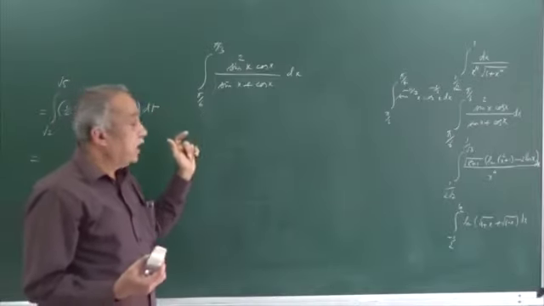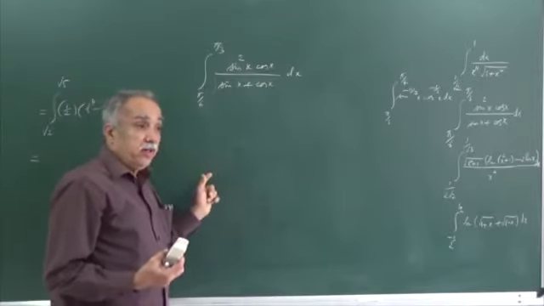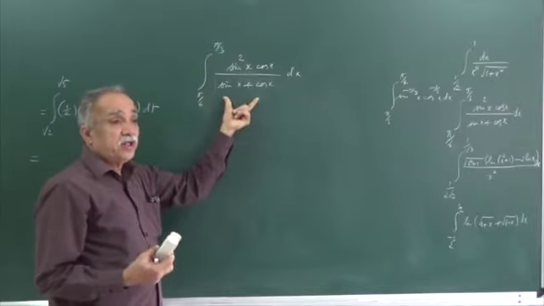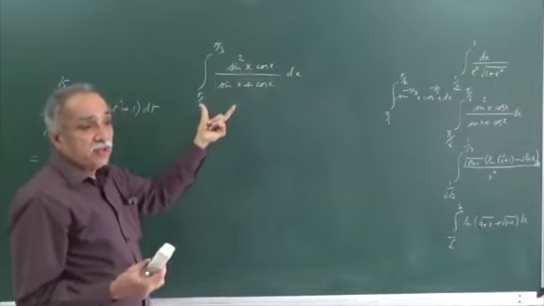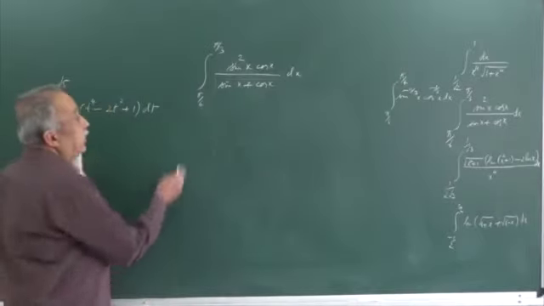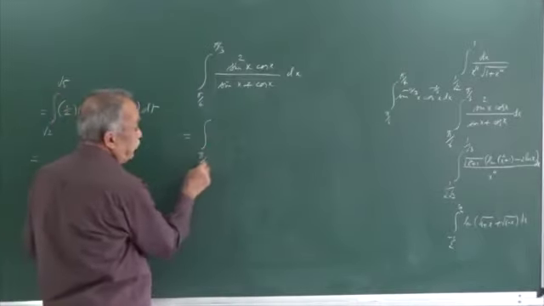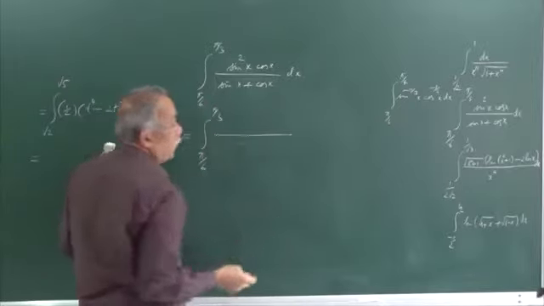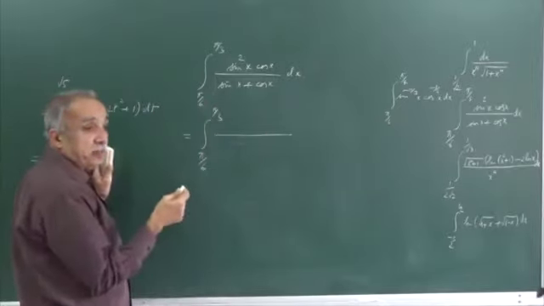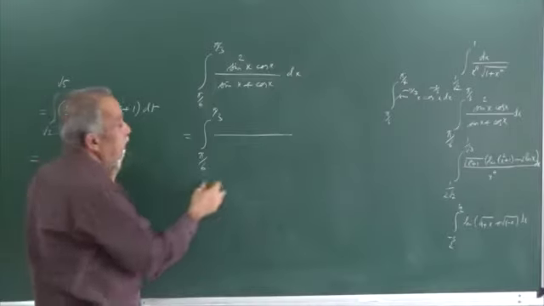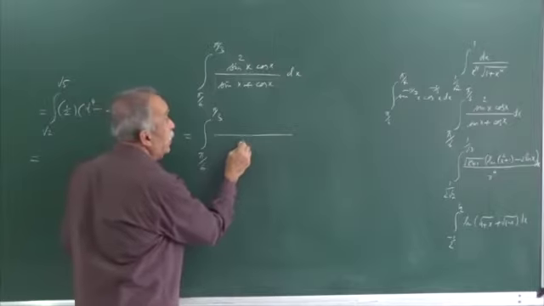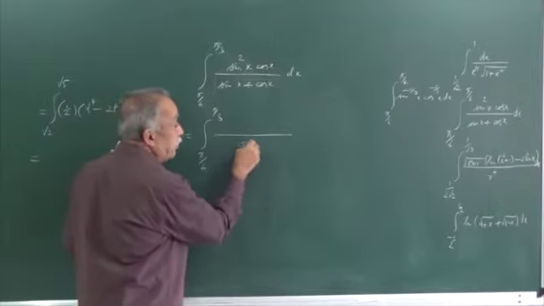Multiply numerator and denominator by a sort of conjugate of this, sin x minus cos x or cos x minus sin x, whichever is preferred. Then we will obtain pi by 6 to pi by 3 of, you are multiplying numerator and denominator by cos x minus sin x. This will become cos square x minus sin square x, which is simply the expansion of cos 2x.